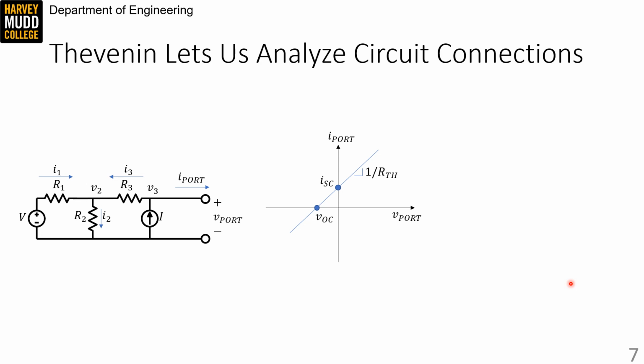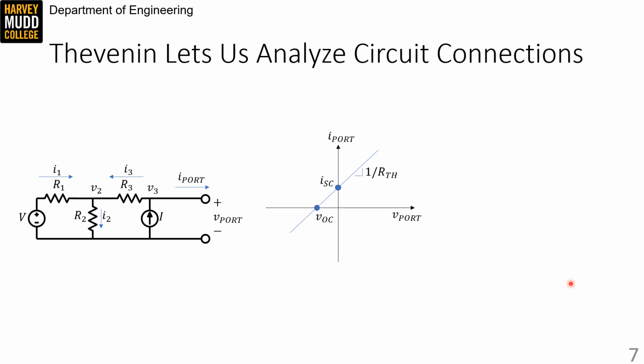The x-intercept is called the open circuit voltage, and it's labeled VOC. This is because open circuits have no current running through them. So if you connected an open circuit to the port, you'd have a port current of 0 and a port voltage of the x-intercept. The y-intercept is called the short circuit current and labeled ISC. That's because short circuits have 0 voltage across them. So if you connected a short across the port terminals, you'd have a port voltage of 0 volts and a port current of the y-intercept.